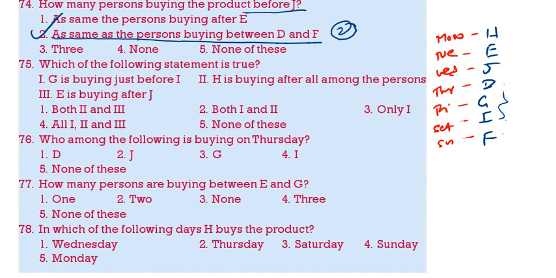Which is true? G is buying just before I, that is true. Then H is buying after all, that is false. E is buying after J, that is also false. Only one is correct. Who is buying on Thursday? On Thursday D is buying. How many persons are there between E and G? There are 2 persons between E and G. H is buying the product on which day? That is definitely Monday. Next question.